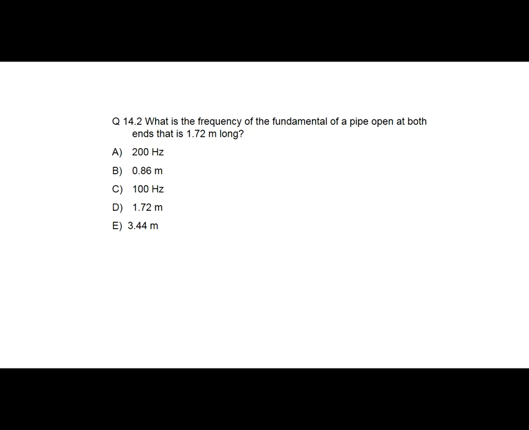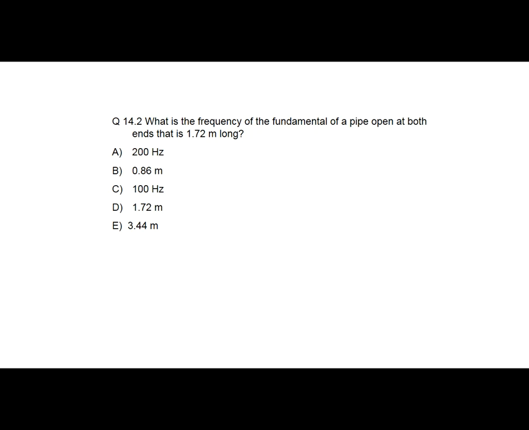So let's take a look at this problem here. If we have a pipe that's open at both ends and it's 1.72 meters long, how can we figure out the frequency of the fundamental? Hopefully by this point, as you've been writing down notes from the lecture, you've written down our two key formulas. One of them is the frequency of modes for a pipe that is open at both ends, and the other one is for a pipe that is closed at one end and open at the other. I'll give you a moment to try and work this one out.